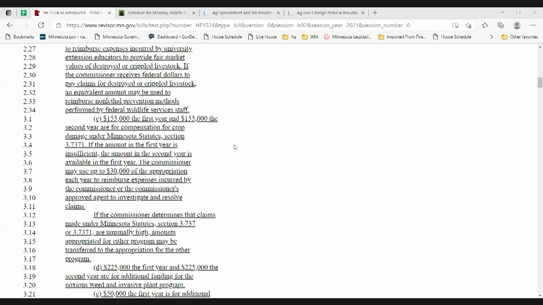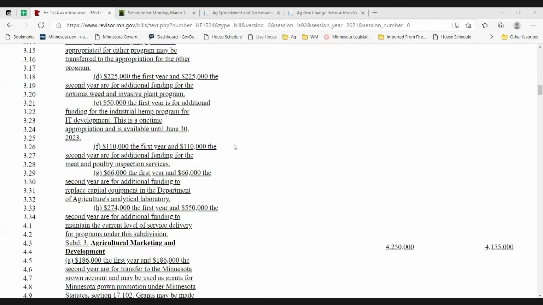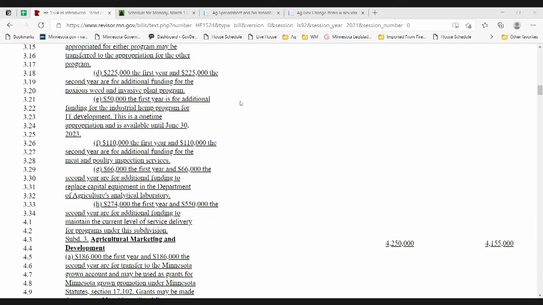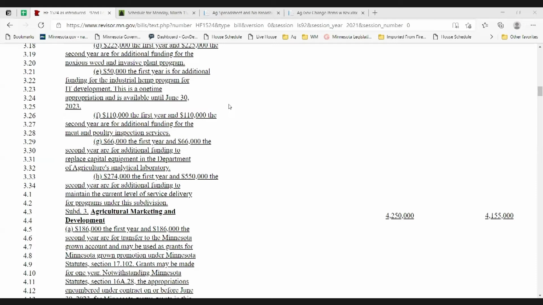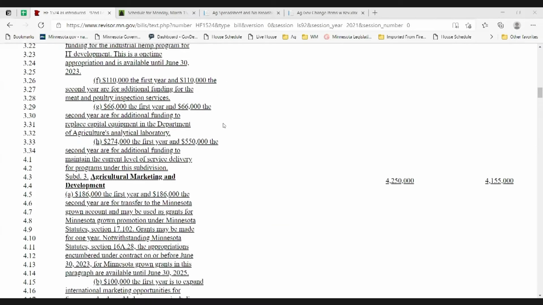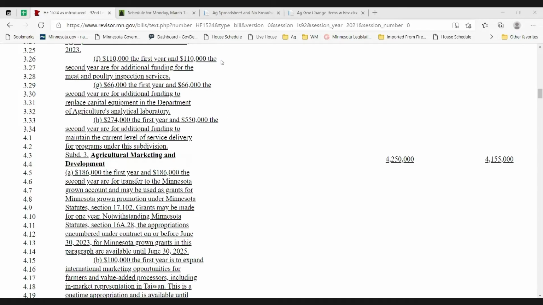So then, Ms. Conley, if you would scroll down to line 3.18. This is paragraph D. This coincides with the change item to provide additional funding for the noxious weed and invasive plant program at the Department of Agriculture. The next paragraph, paragraph E, is also new and reflects the governor's change item. This is one-time money for the industrial hemp program for IT development. The next paragraph, paragraph F, is also new. It would provide additional funding for meat and poultry inspection services at the department.